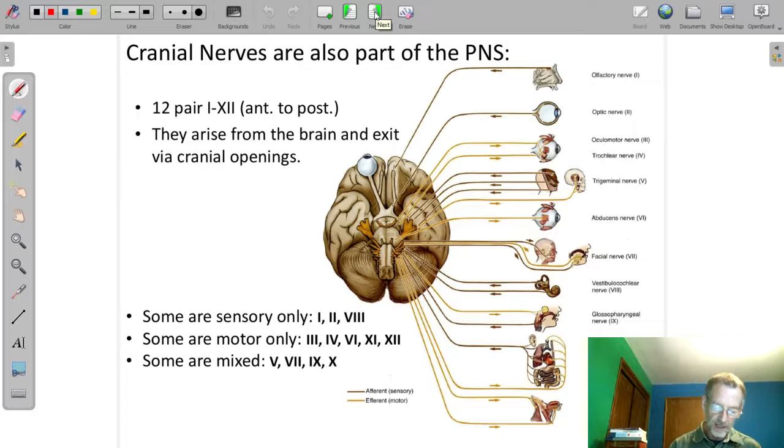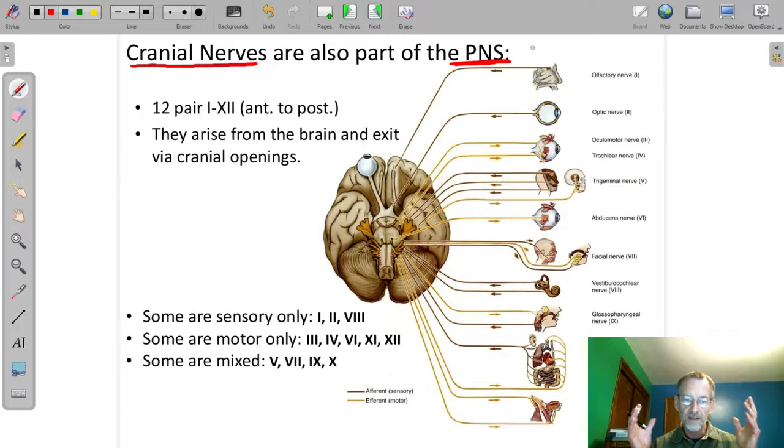Now we're into the cranial nerves, and these also are part of the PNS. So don't think that cranial nerves are part of the CNS. No, they've left the CNS and they're running around in the head region. They're just not coming out through the spinal cord. They're coming out through openings in the skull. And there are 12 pair, and they're numbered anterior to posterior, or rostral to caudal, going in front to back. They arise from the brain stem, and they exit via these cranial openings.